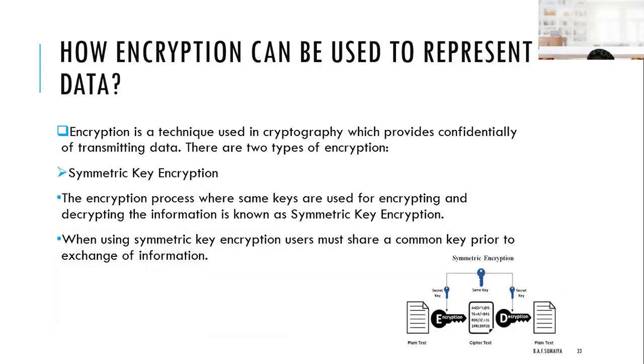How encryption can be used to represent data. Encryption is a technique used in cryptography, which provides confidentiality of transmitting data. There are two types of encryption. Symmetric key encryption. The encryption process where the same keys are used for encrypting and decrypting the information is known as the symmetric key encryption. When using the symmetric encryption, users must share a common key prior to the exchange of information.